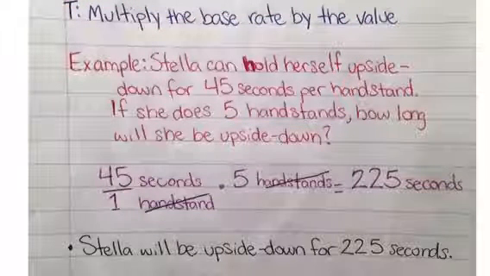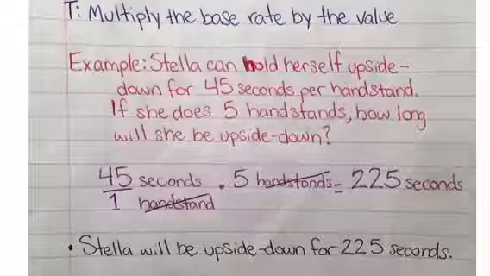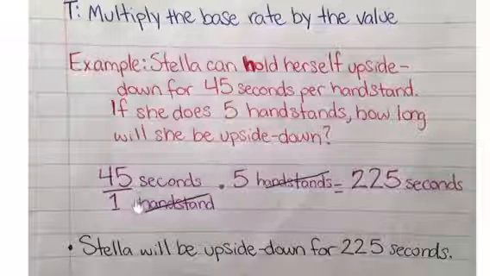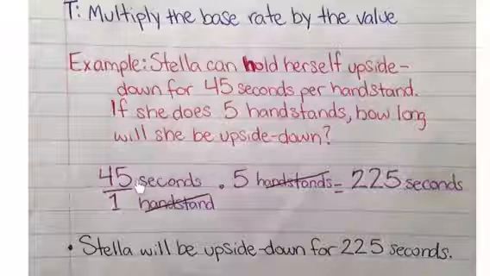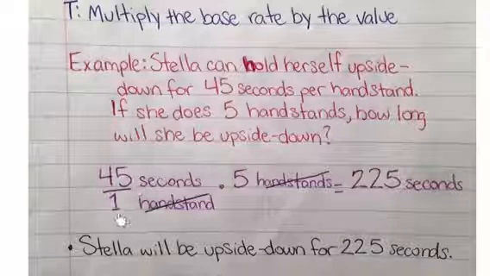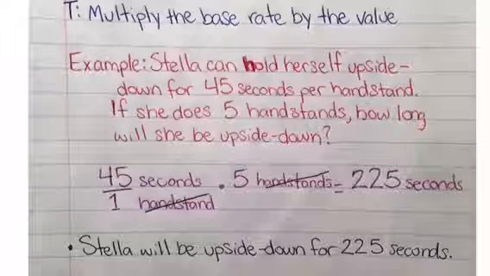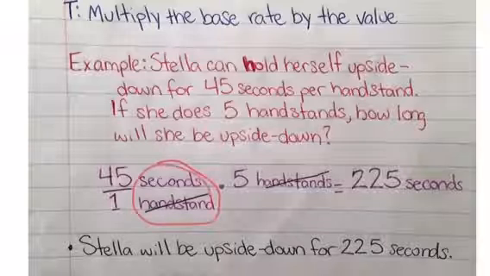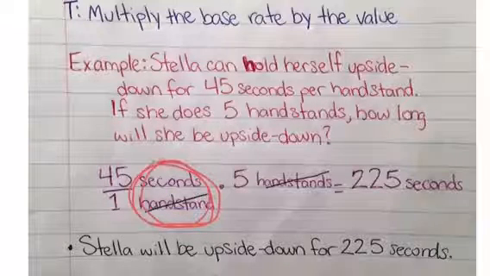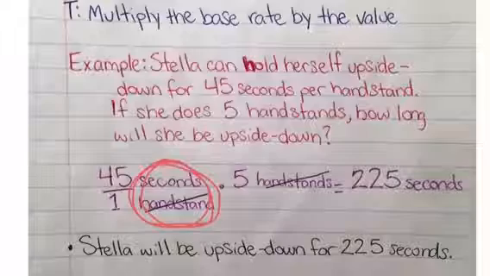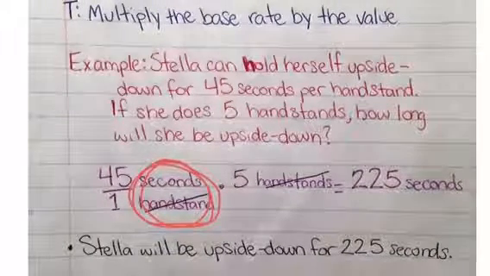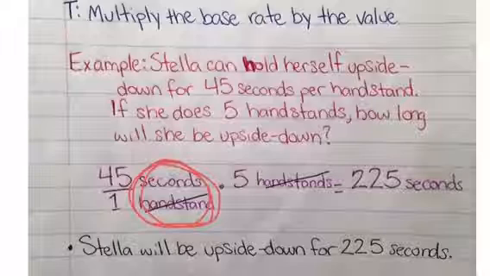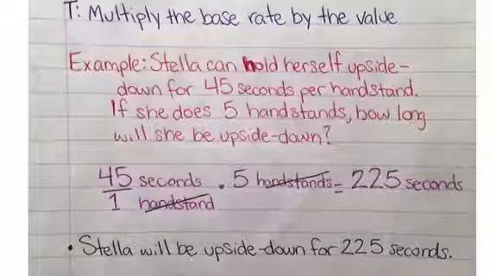Okay. So we've got 45 seconds per 1 handstand. And it's very important that we set it up correctly with the 45 on top, the 1 on the bottom, and very importantly, these labels. We're talking 45 seconds to 1 handstand. If we don't have those labels, we have no idea what we're talking about. So, gotta have the labels.